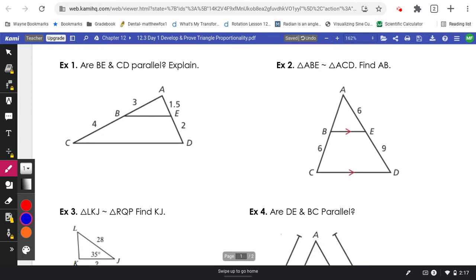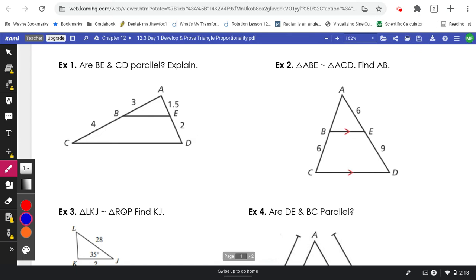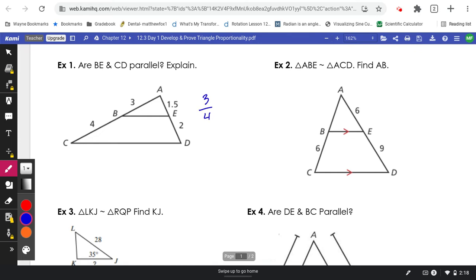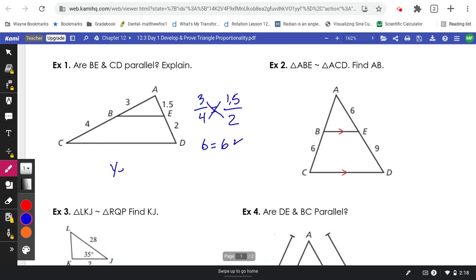So we want to check, are these parallel? The way we can check is, let's see, is there proportionality? So 3 divided by 4, does that equal 1.5 divided by 2? Let's check. Cross multiply. 3 times 2 is 6. 4 times 1.5, also 6. So yes, they are proportional, which means yes, they are parallel. And you could say yes, parallel because proportional.